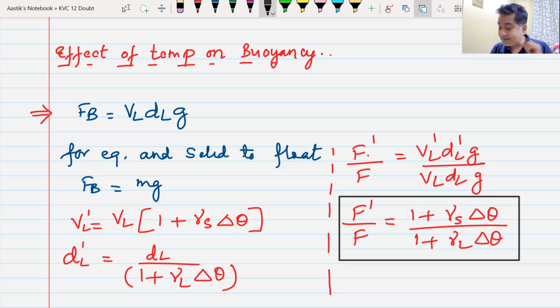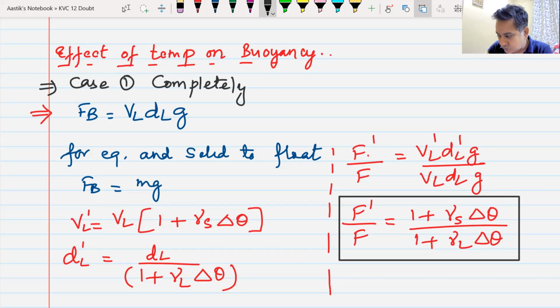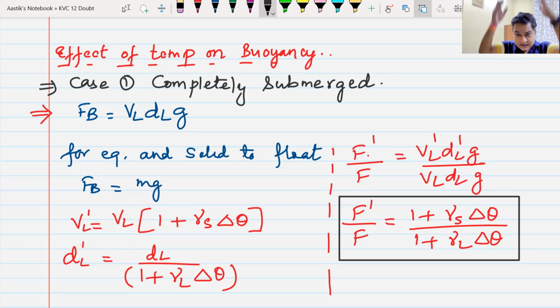Remember, this is the case when the body is completely submerged. This is case number 1. When the body is completely submerged, the entire body is inside, and we will get this condition that the buoyant force on the body will change. Okay.